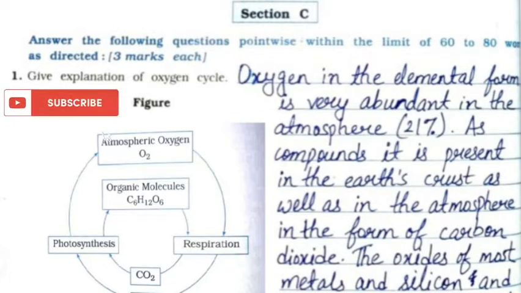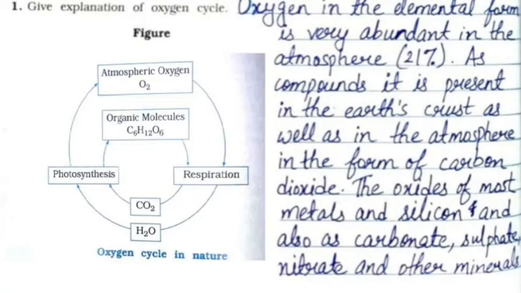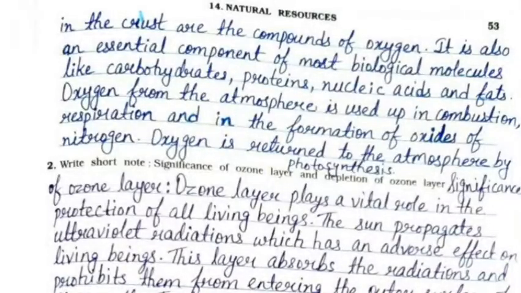As compounds, it is present in the earth's crust as well as in the atmosphere in the form of carbon dioxide, the oxides of most metals and silicon, and also as carbonate, sulfate, nitrate and other minerals in the crust are the compounds of oxygen. It is also an essential component of most biological molecules like carbohydrates, proteins, nucleic acids and fats. Oxygen from the atmosphere is used up in combustion, respiration and in the formation of oxides of nitrogen. Oxygen is returned to the atmosphere by photosynthesis.